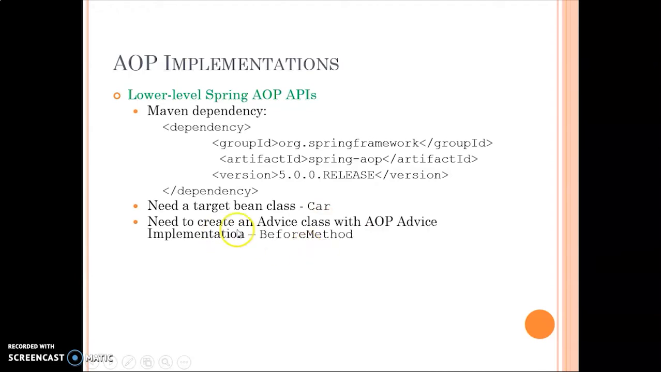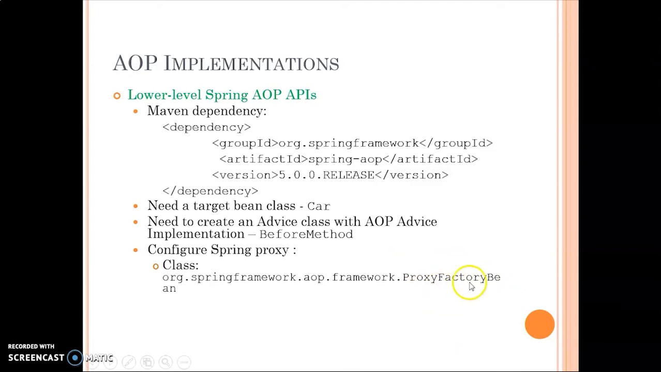Further, we will be needing an advice class for the AOP advice implementation, and we'll be using a class called before method. This class will implement the method before advice interface. Also, we will have to configure the Spring proxy bean, for which we will be configuring the proxy factory bean class. This is the package for it: org.springframework.aop.framework.ProxyFactoryBean. So this is the class that we need to configure in our code.